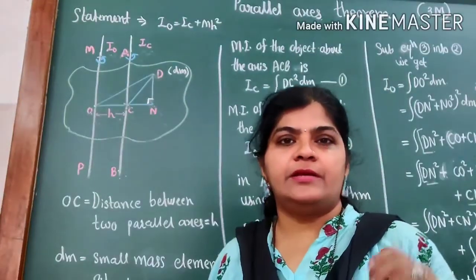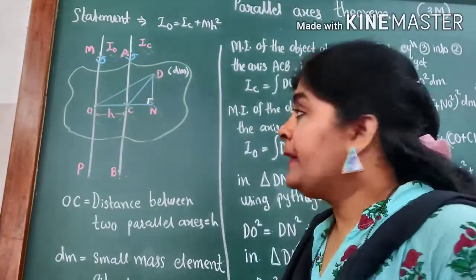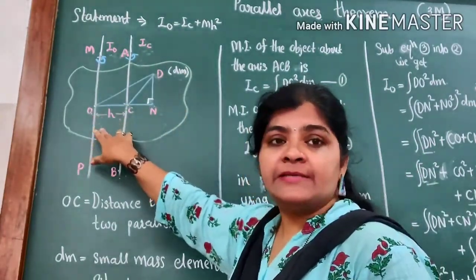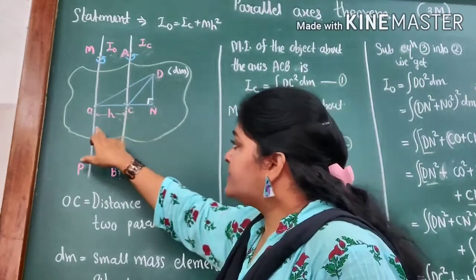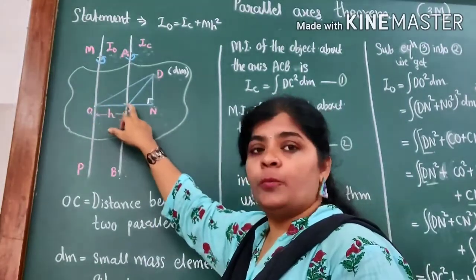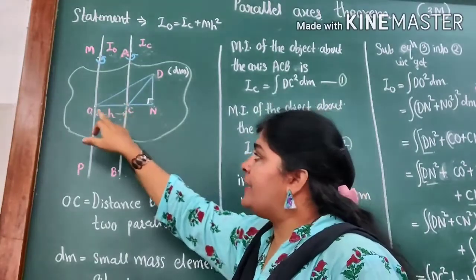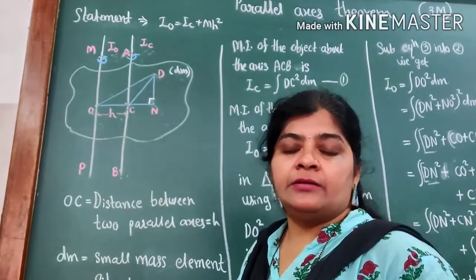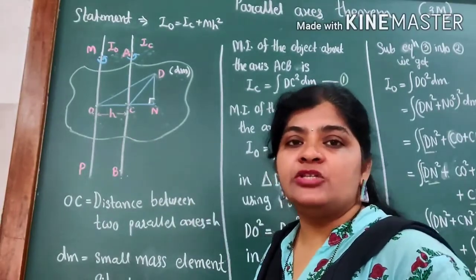Now let us consider a rigid body, and there are two axes. These two axes are parallel to each other and they are passing through two points. One is the C point and another is the O point. The C point is where the center of mass is situated.